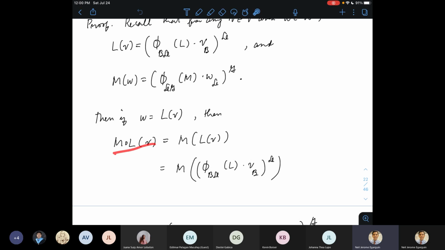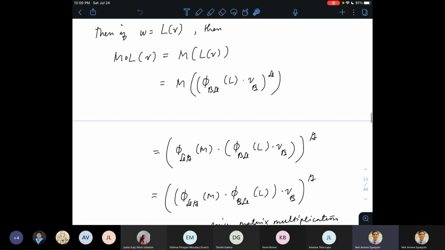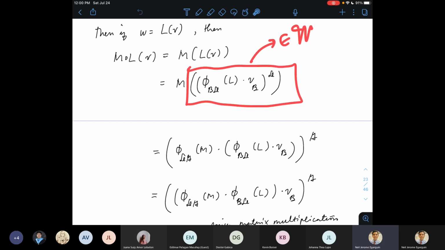And let's evaluate M circle L of V. By definition, the composition looks like this, okay? And then from our matrix representation for L of V, we can write it this way, okay? Matrix representative times coordinates, then convert back to the codomain. All right. So this guy is what? Actually, this guy is an element of W.